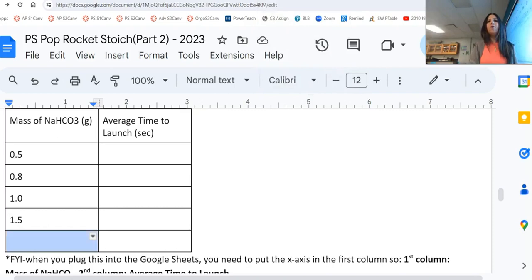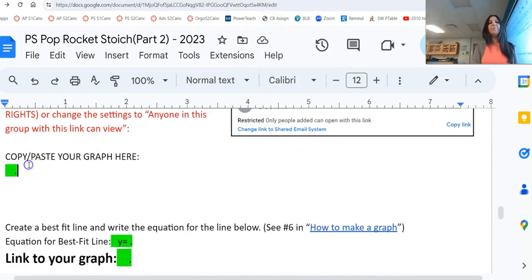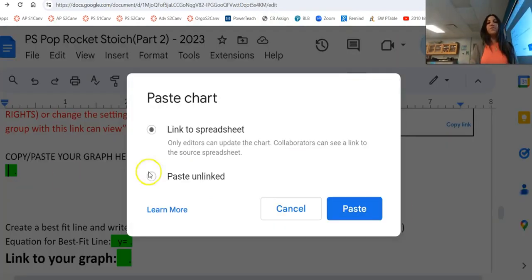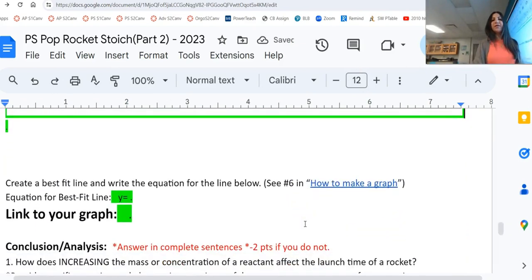I'm going to come back over to my doc and scroll down, and right here, it says copy and paste your graph here. So I'm just going to go right in this little green box and Control V, and we're going to paste that right in. Okay, once this graph is here, it says, what is your line of best fit equation?